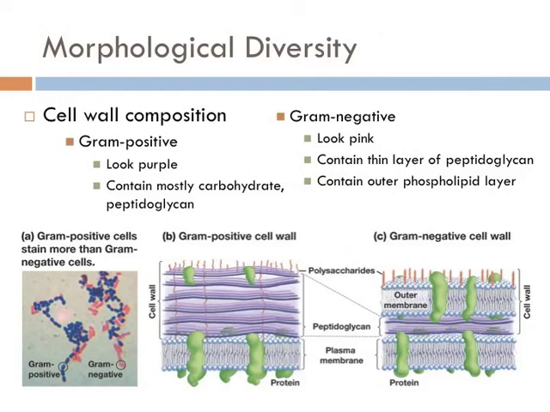Some prokaryotes have a thicker cell wall that contains a lot of carbohydrates, and when it's stained, appears dark purple in color. These are said to be gram stain positive. Other prokaryotes lack an abundance of carbohydrates and contain an extra phospholipid layer and don't absorb gram stain. They're called gram stain negative.